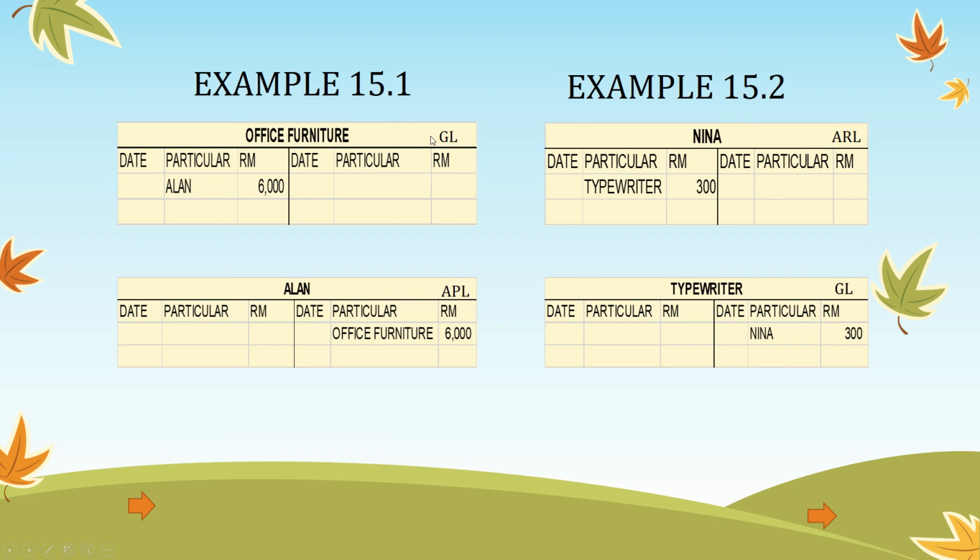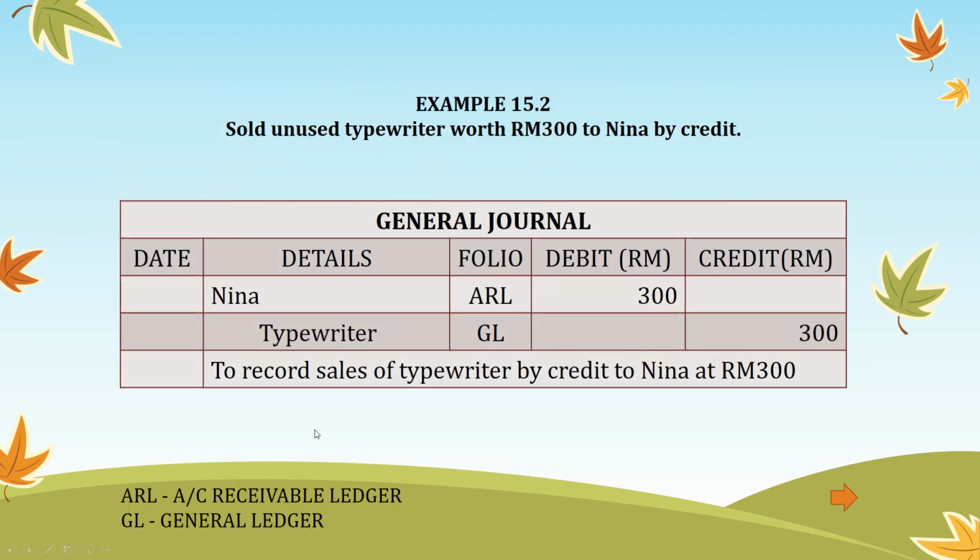So there are 2 ledgers for this transaction. One is general ledger and second is account payable ledger, Alan. Office furniture will be debited with RM6,000. Alan will be credited with the same amount, RM6,000.